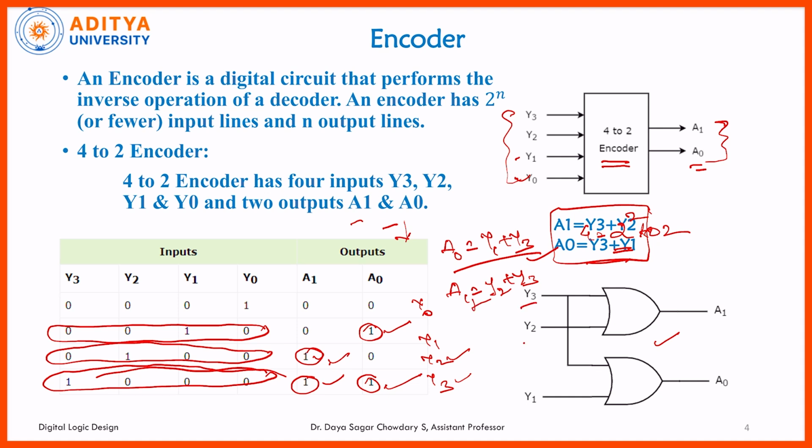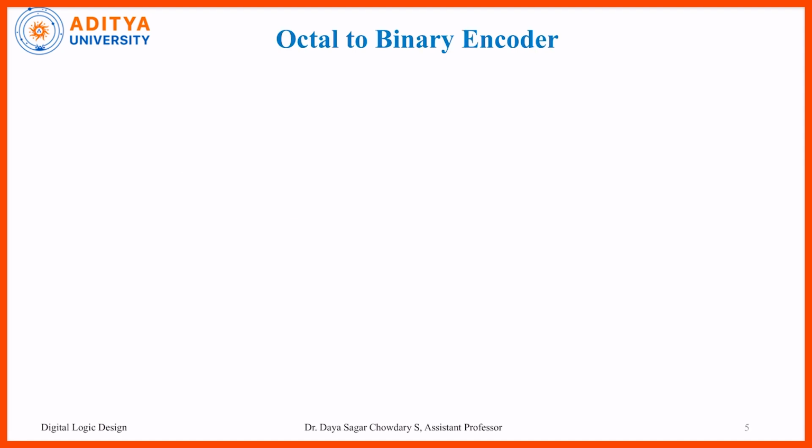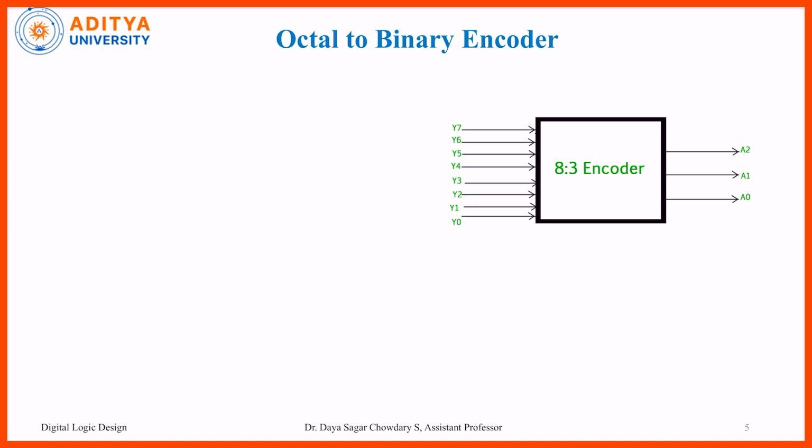So we represent the inputs with Y1, Y2, Y3 and A0, A1. Here Y0 is missing actually, so we will discuss Y0 later. Most of the time, as I already told you, these encoders are used for code conversions. So here we convert octal code to binary code. That means an octal to binary encoder.